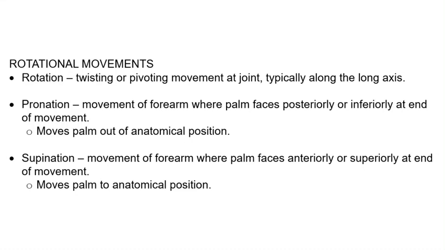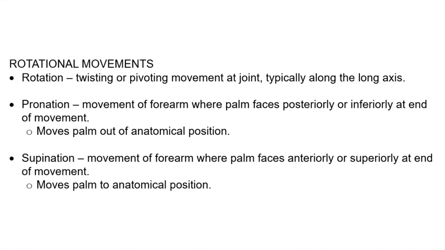Here we will examine the rotational movements, where rotation is defined as a twisting or pivoting movement at a joint, typically along the long axis of a bone or a structure. Pronation and supination are rotational movements that specifically describe movement of the forearm and the hand.